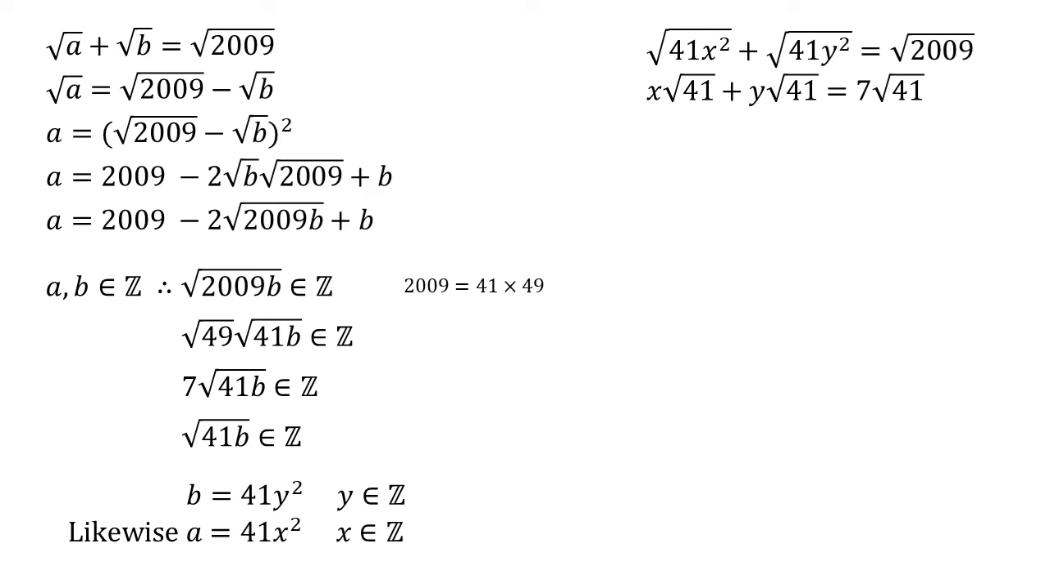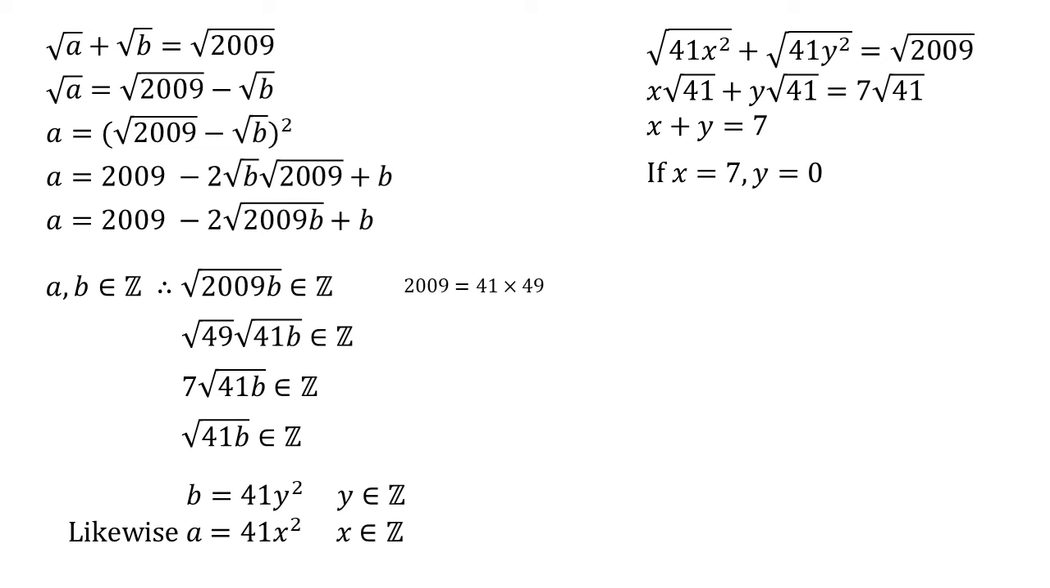Simplifying this, we get x root 41 plus y root 41 on the left hand side, and we've already worked out that root 2009 is equal to 7 root 41 earlier. Each of our terms is a multiple of root 41 now, so let's cancel that out and we get x plus y equals 7. We know x and y are integers, so this gives us a limited number of cases to now work through. So if x is equal to 7, y must be equal to 0.